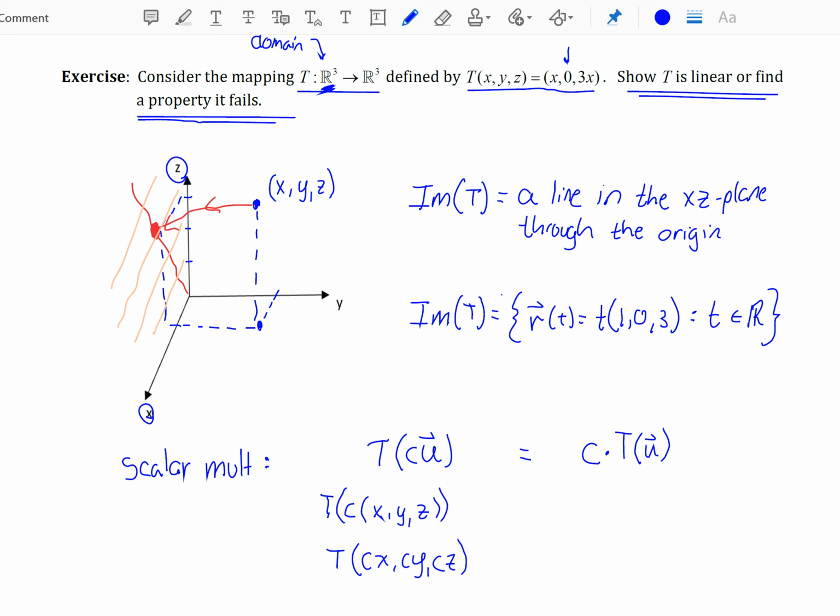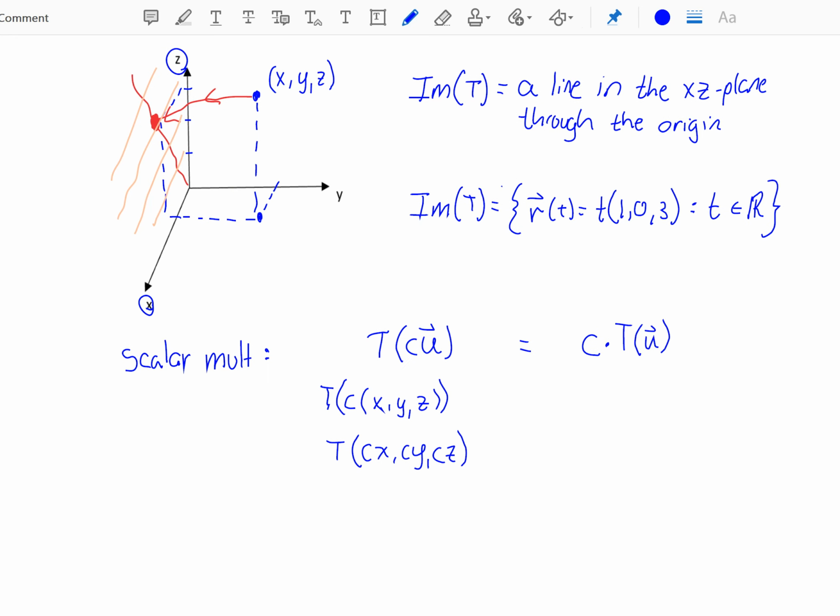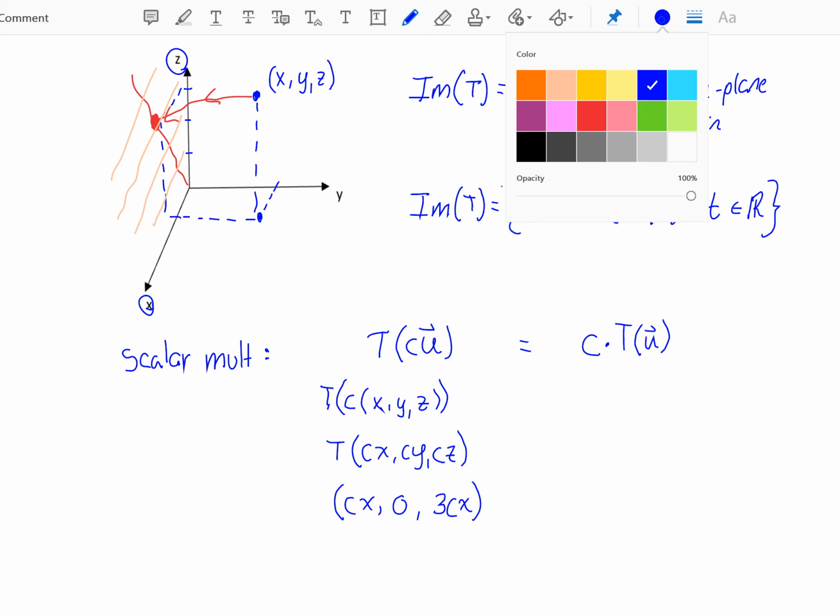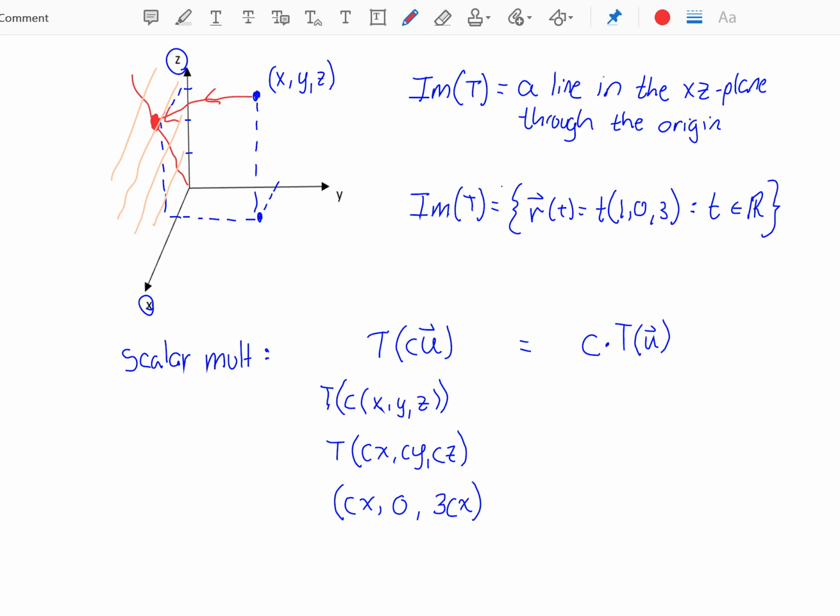And now we'll apply T to this ordered triple. And remember what T does. T makes the x component stay the same, the y component is always 0, and the z component is 3 times your x component. So this ordered triple will look like cx, 0, and then 3cx. And we would like to verify, is this equal to the right-hand side?